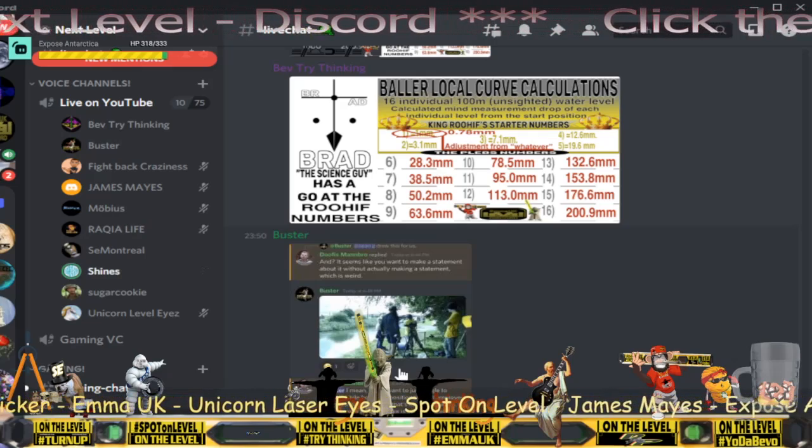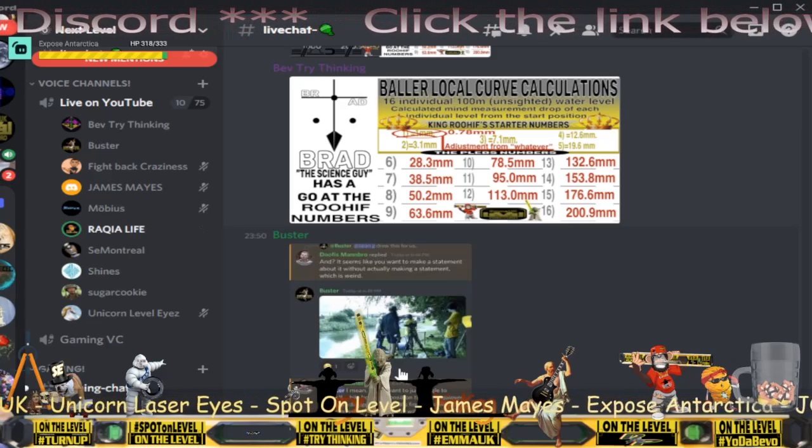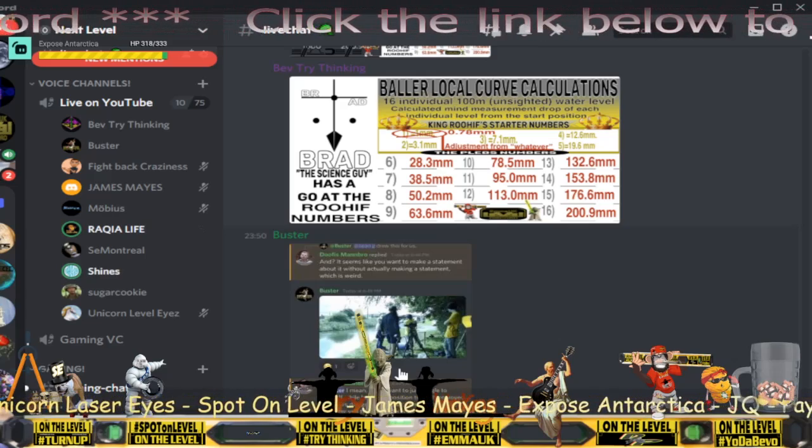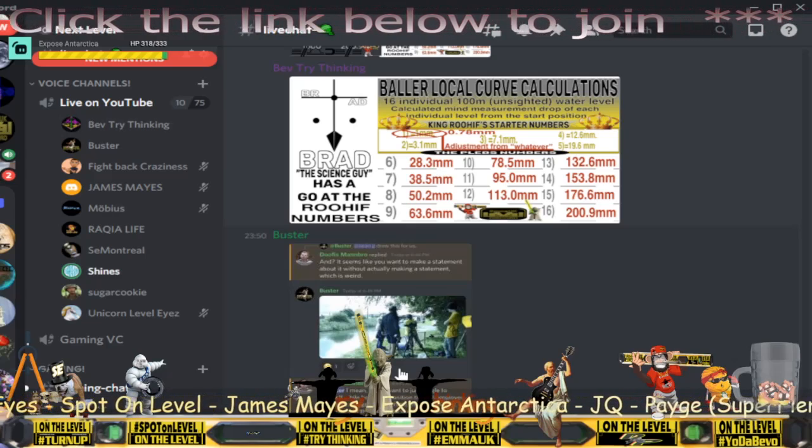Okay, so wait. So you're saying in an auto level you wouldn't need line of sight. No, with an auto level you do need line of sight. Water level you don't. Okay, thank you. Because I was like, wait a minute, that confused me for a second.